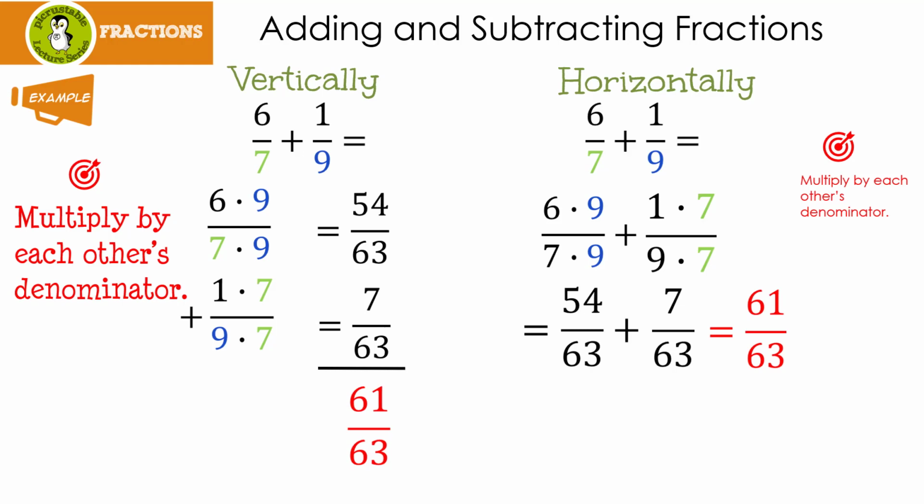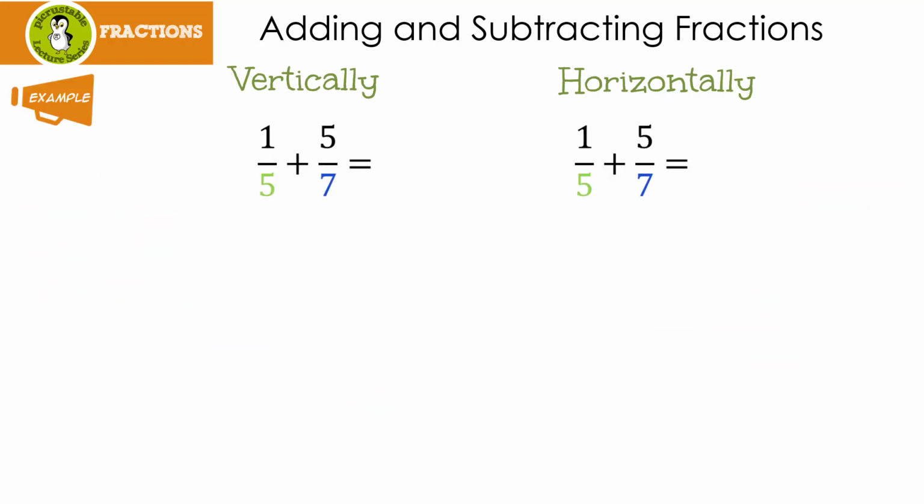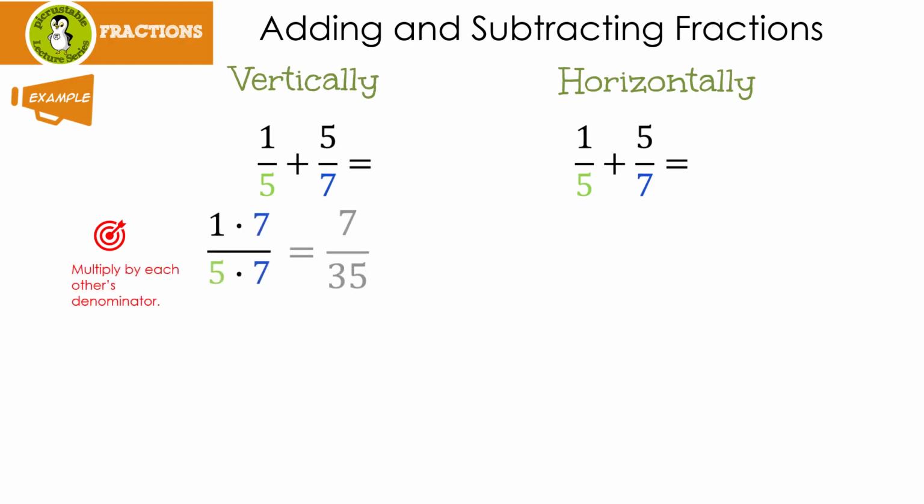61/63. I know, insane in the membrane. Let's try another one. Once again, I'm going to do these vertically and horizontally. Here's 1/5 times the other denominator, which is 7/7. When I multiply straight across, I get 7/35.